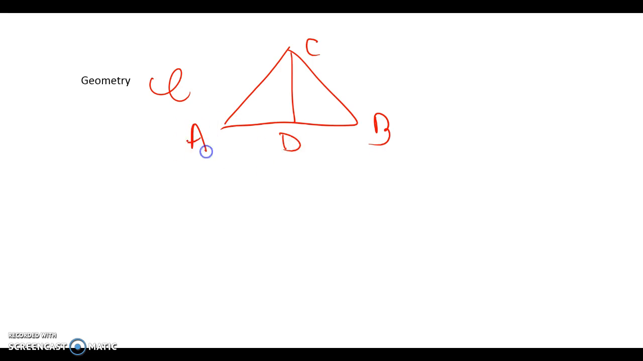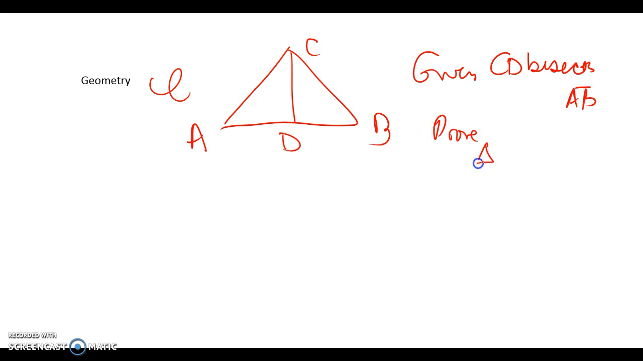Okay, I'm going to write the geometry problems on here and show you how to do them. So the first one looks like this. C, B, D, A. Okay, given CD bisects AB, prove that ABC is similar to BDC.